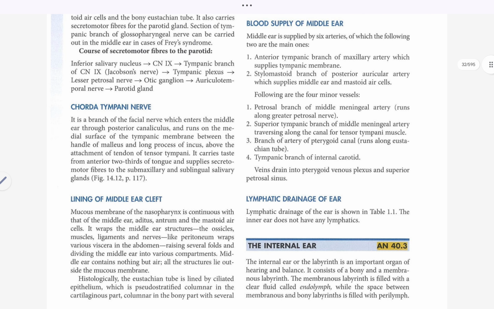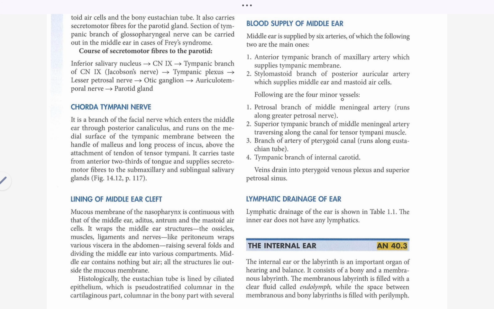Blood supply of middle ear. Middle ear is supplied by six arteries, of which the following two are the main ones. Anterior tympanic branch of maxillary artery, which supplies the tympanic membrane. Stylomastoid branch of posterior auricular artery, which supplies the middle ear and mastoid air cells.